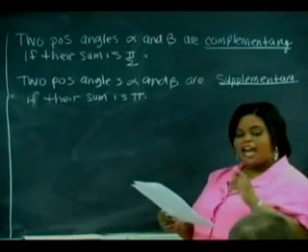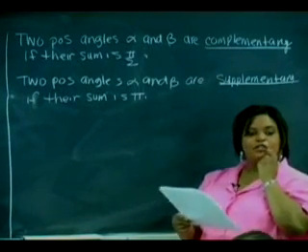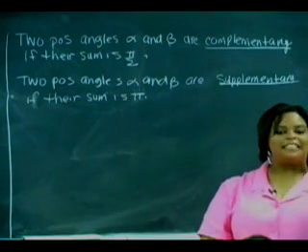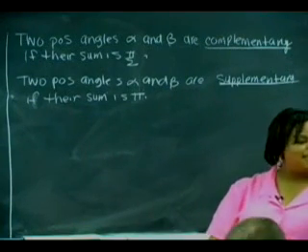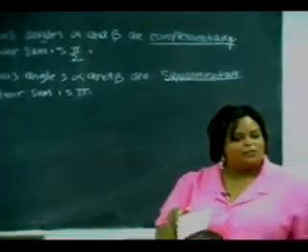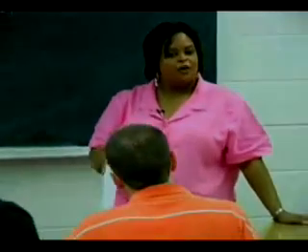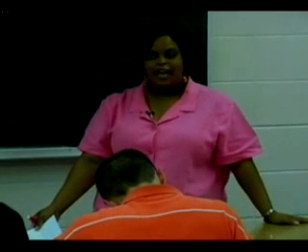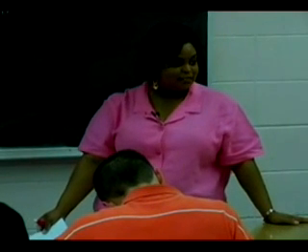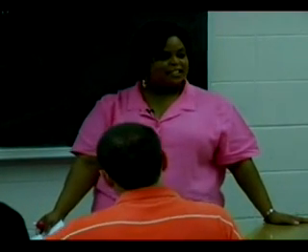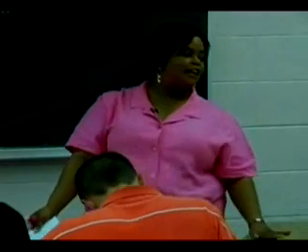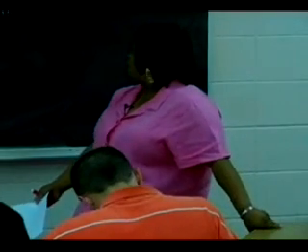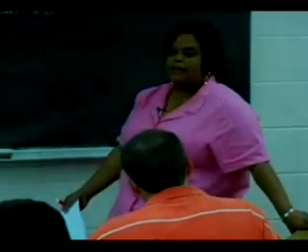Notice, we have conditions, though. Two positive angles. So these angles must be positive. That leads us to believe that some angles may not have a supplement or a complement, because there is a condition. Two positive angles, alpha and beta, are supplementary if their sum is pi.